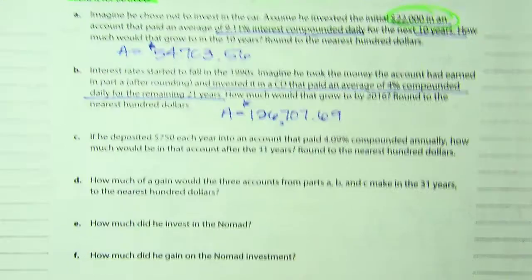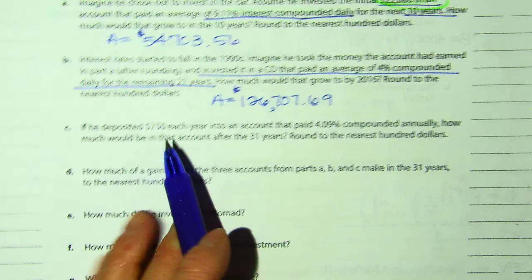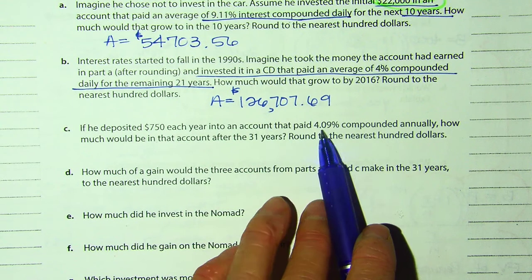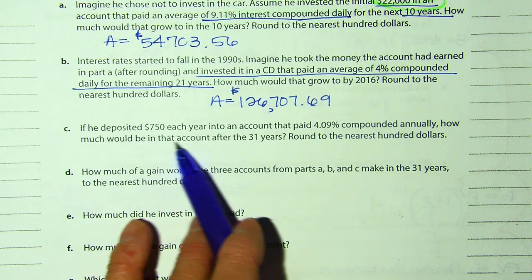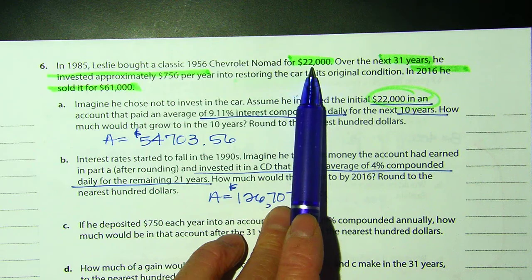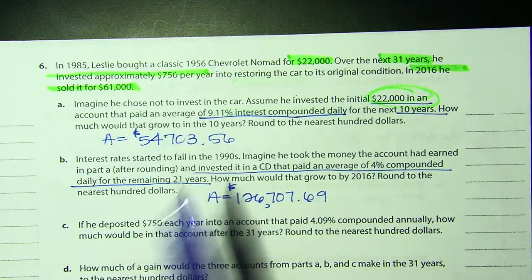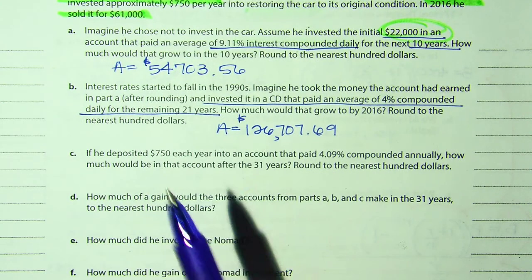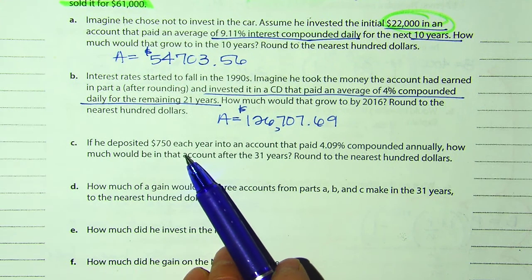In part C, if he deposited, so this is looking at all the different scenarios. Let's say he deposited $750 each year into an account that paid 4.09%. How much would be in that account? So the first two scenarios is what he did with that initial cost of the car. So instead of buying a car, what if he had put it in stocks? And then after stock, or put it into an account. And then he put it into a CD. And this is saying instead of investing $750 into the repairs of the car, let's look at how much he could have made if he just deposited $750 into an account.